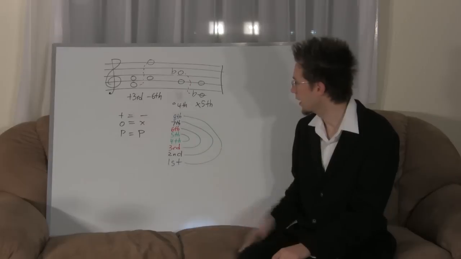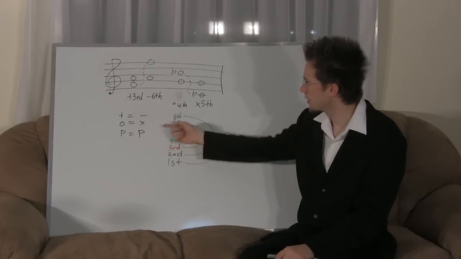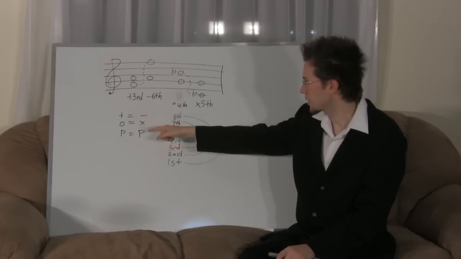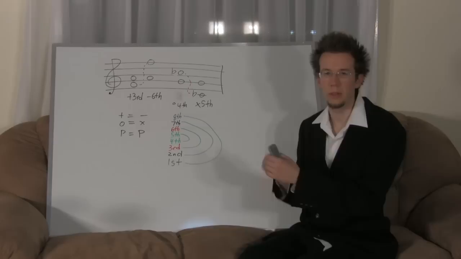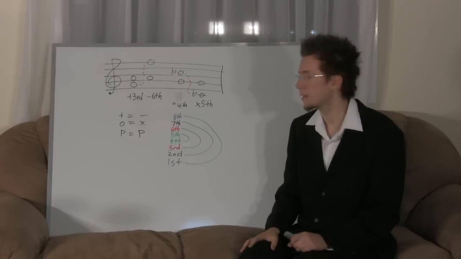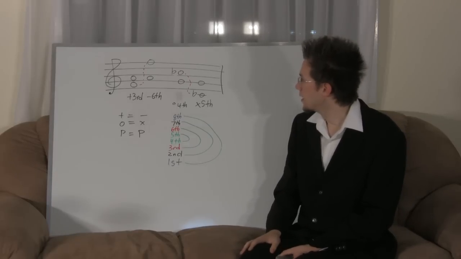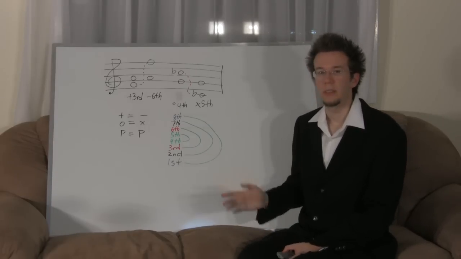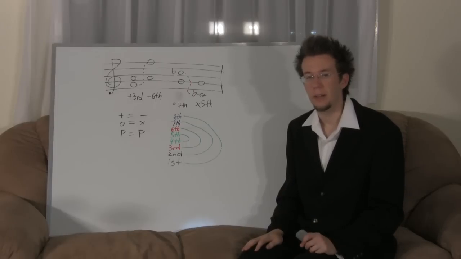If it's a minor, then you know it's going to be major, and then you just use this chart, boom, boom, move it up an octave. There's almost no thinking involved. It's very, very easy. Okay? So that's inverting intervals, and we're going to have to invert compound intervals later.